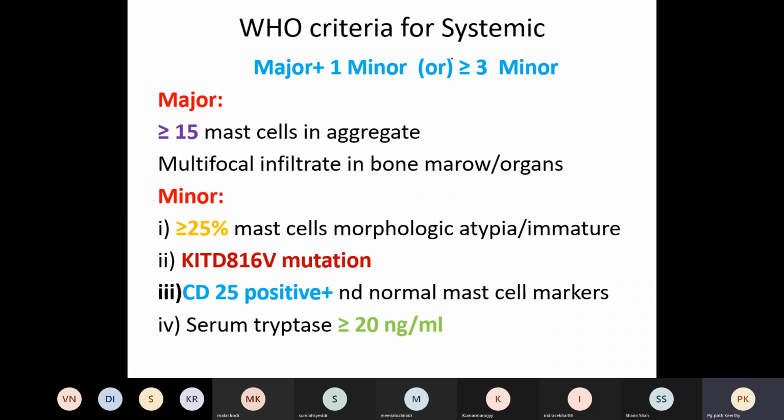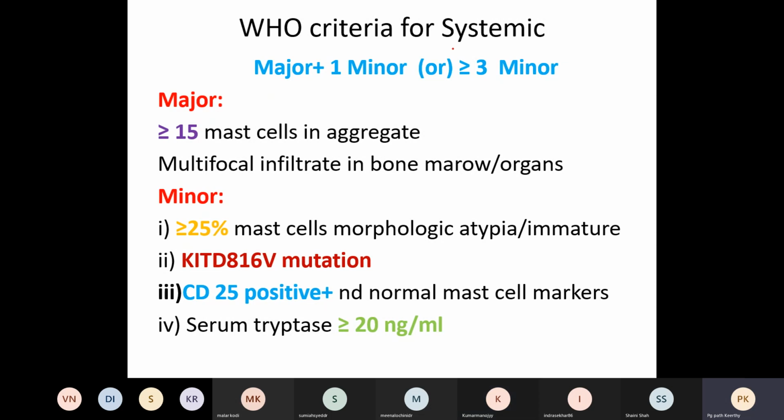Unmute yourself and tell what are the types of systemic mastocytosis. Nobody is answering. Am I audible? Indolent, smoldering, and aggressive, associated with other neoplasms, and mast cell leukemia. Good, very good.